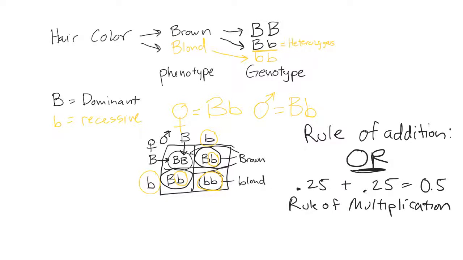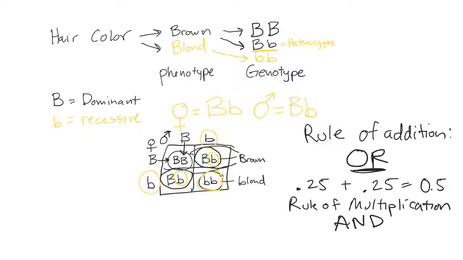We can then use the rule of multiplication to look at simultaneous events occurring at the same time. So this is questions that use the word and. So what's the probability of having a blonde boy? So they are blonde and boy. How would you figure that out?